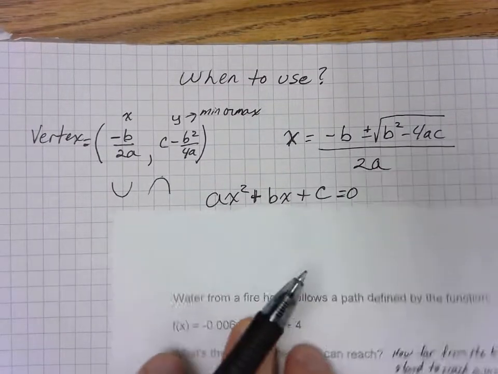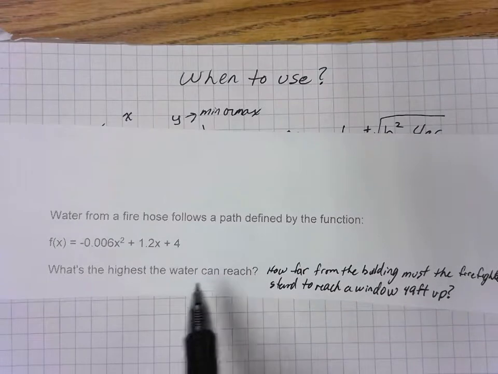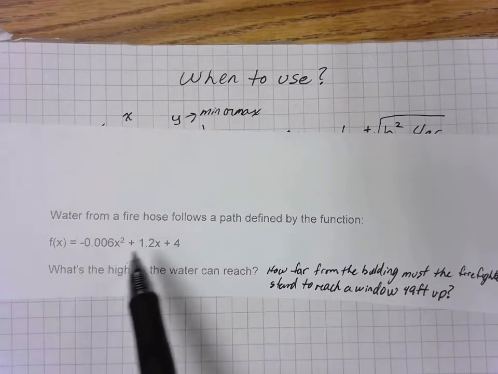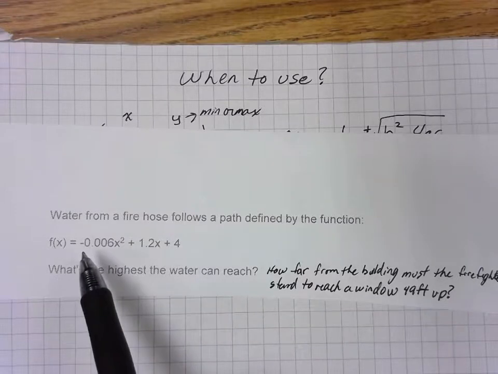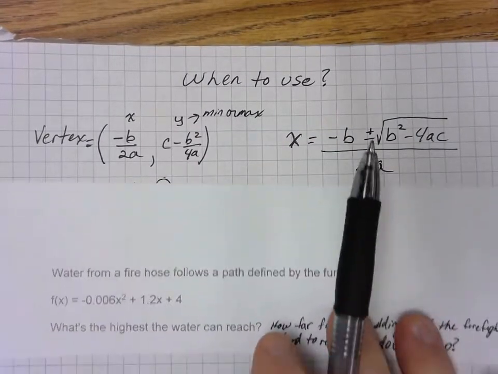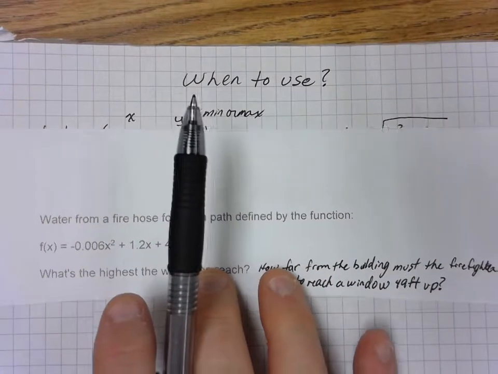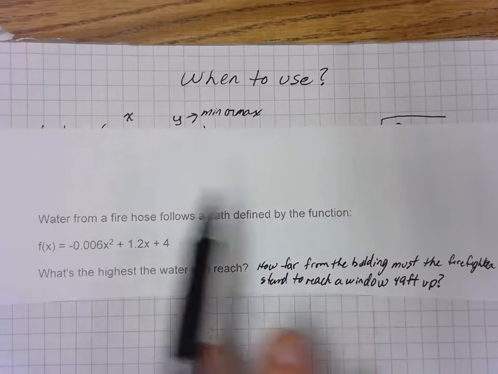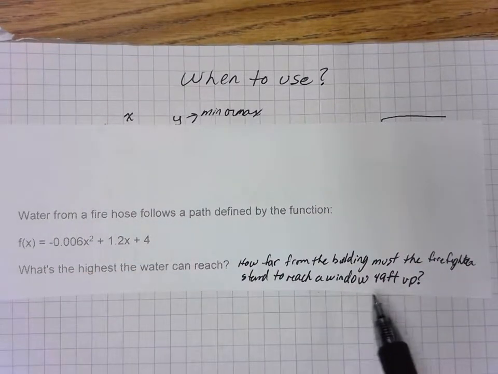So let's use the following example here. Say that water from a fire hose follows this path right here defined by this function, and you see it's negative, so we do know that our curve is going to go upside down like this. And we have two questions off of that. What is the highest the water can reach? And how far from the building must a firefighter stand to reach a window that's 49 feet up?